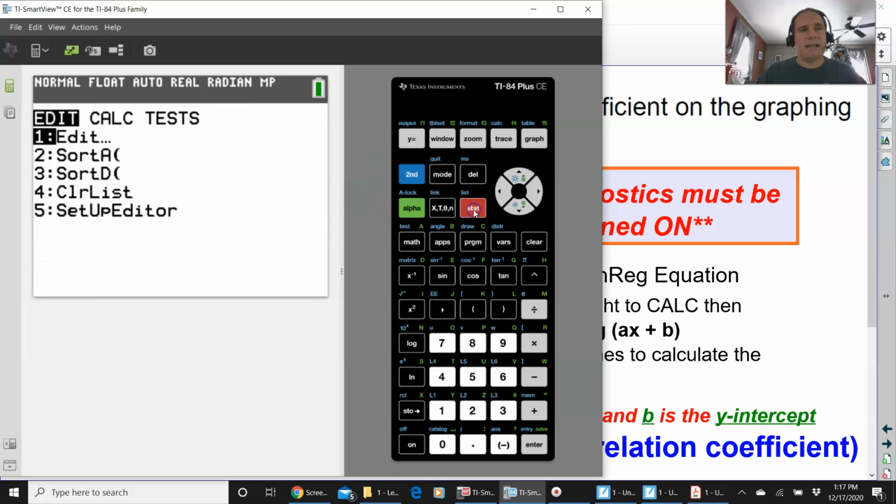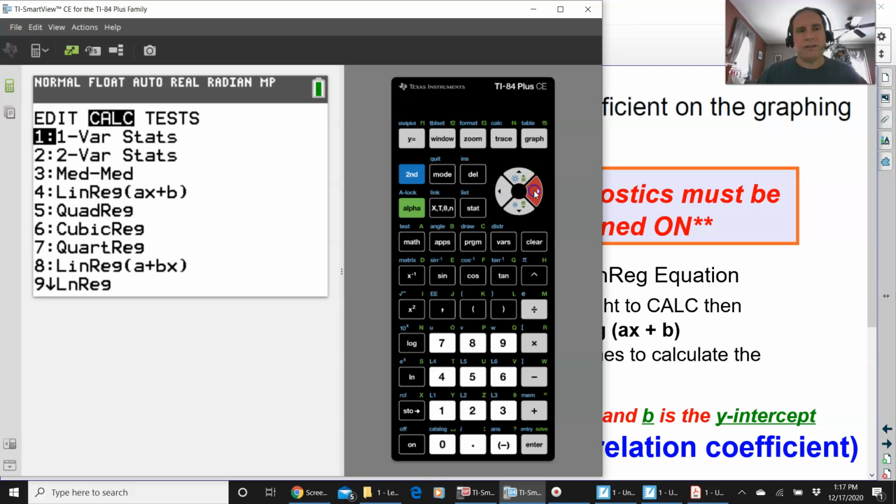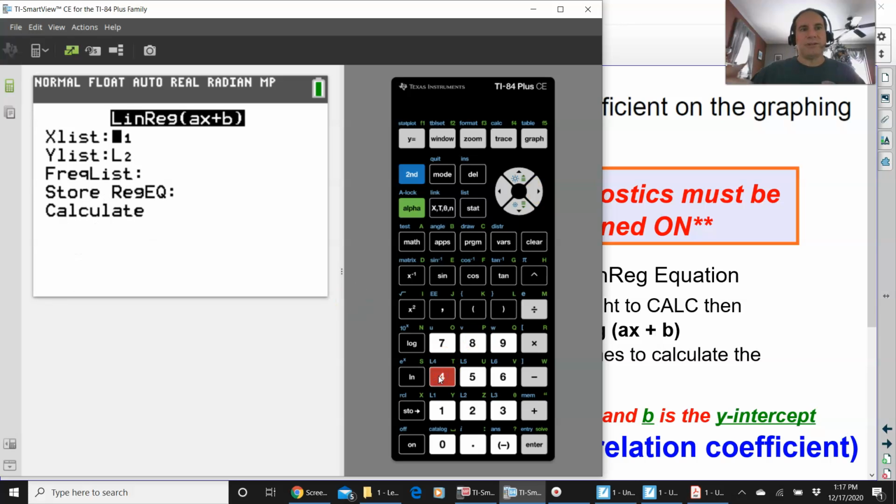Now you press stat again, and you go over to the calculate screen, right? You press once to the right, and then you go down to this 4, linear regression. This is ax plus b. It's y equals mx plus b. So you press 4, and then you go to this linear regression screen, and you have L1, L2, frequency list, store reg EQ, calculate. Press enter 5 times.